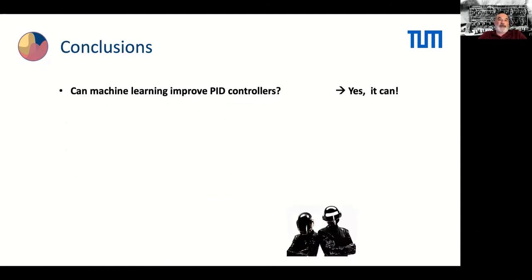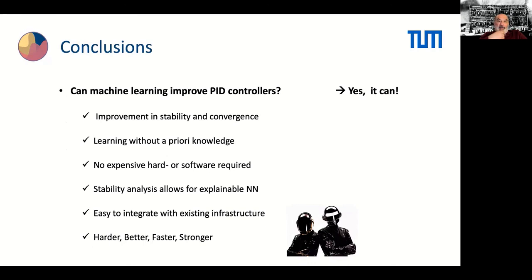So, conclusions: can machine learning improve controllers, PID controllers? Yes, it can. We can show that stability and convergence learning without prior knowledge is possible, with no expensive hardware or software required. So we don't have to come up with fancy stuff. It's relatively simple. The stability analysis is also possible because we have explainable neural network steps. And most importantly, this type of intelligence can be integrated in any plant situation within the existing infrastructure. So we don't have to rip out the PID controllers. We can just add on to the existing infrastructure, and that makes acceptance of such a technology quite easy.